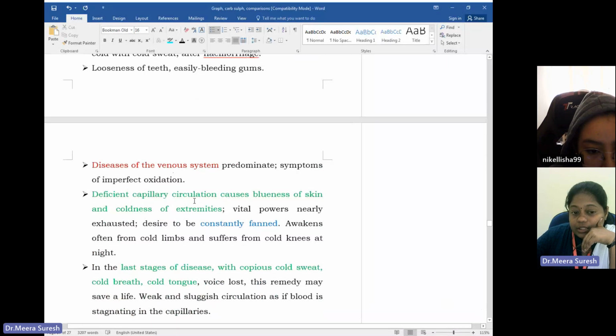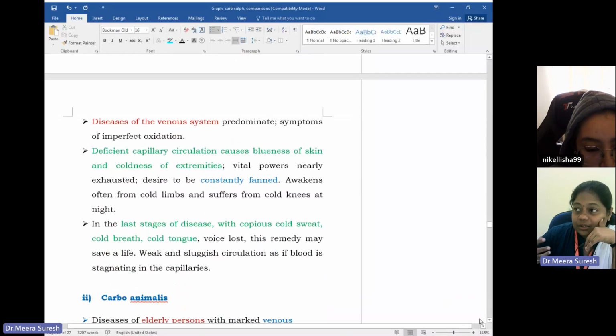There will be deficient capillary circulation with blueness of skin or cyanosis and coldness of extremities. Vitality is very much lost, and the patient has the desire to be constantly fanned. The patient awakens with cold limbs because there is a sensation as if the blood is being stagnated in the capillaries. So the patient wakes up from sleep with cold limbs, but still he wants to be constantly fanned because he has that air hunger, and as I told already, they want that fresh air on their face.